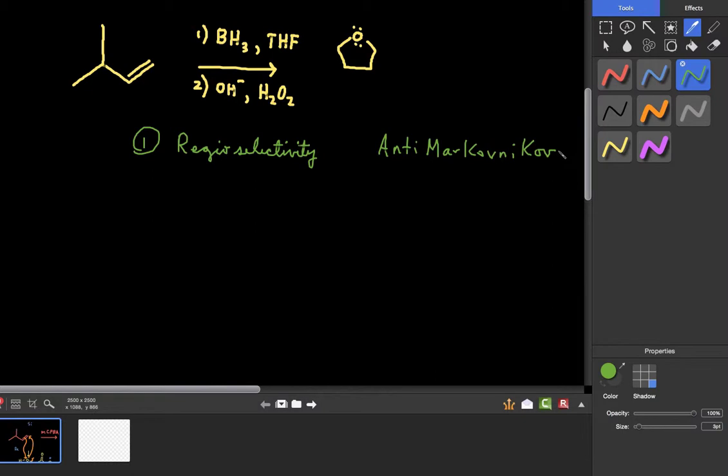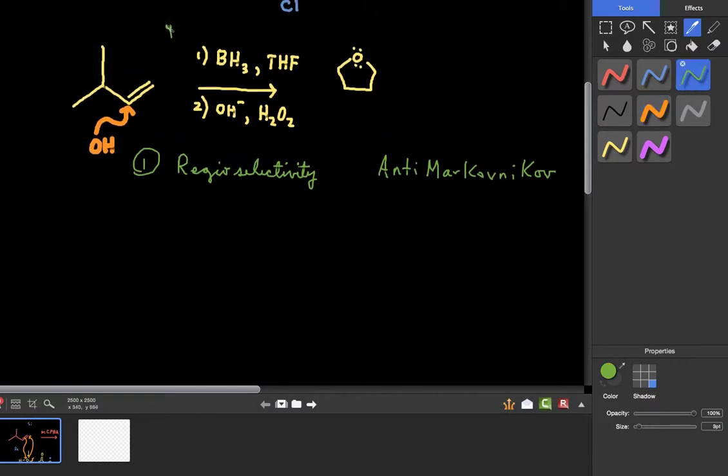Let's just do a little compare and contrast with using the mercury acetate, better known as oxymercuration oxidation or oxymercuration demercuration. Oxymercuration will put the OH at carbon 2. It's Markovnikov addition. But hydroboration is going to place the OH at carbon 1. It is anti-Markovnikov.